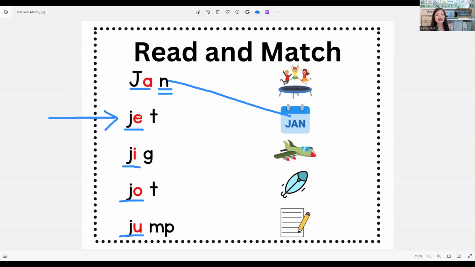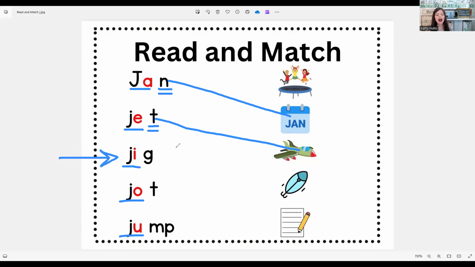Next, J-E. J, e, jet, jet, jet. Draw a line to the jet plane.